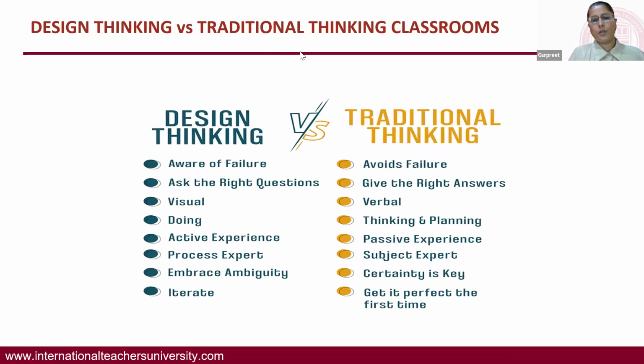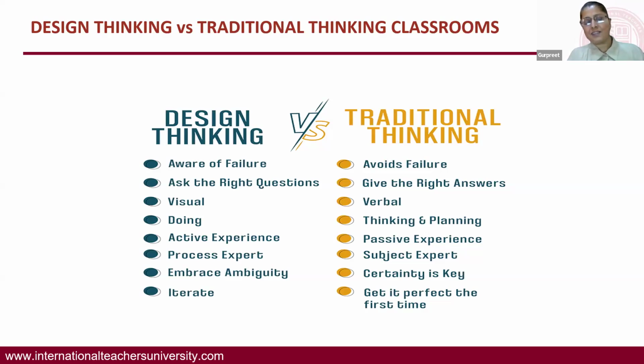Okay, thank you. So that brings us to the fundamental difference between design thinking and traditional thinking, and hence the design thinking classrooms and traditional thinking classrooms. A very important difference is that design thinking always embraces ambiguity. The students can make mistakes, they can try, they can make errors, and therefore they will repeat the same thing, and that is referred to as iterate.